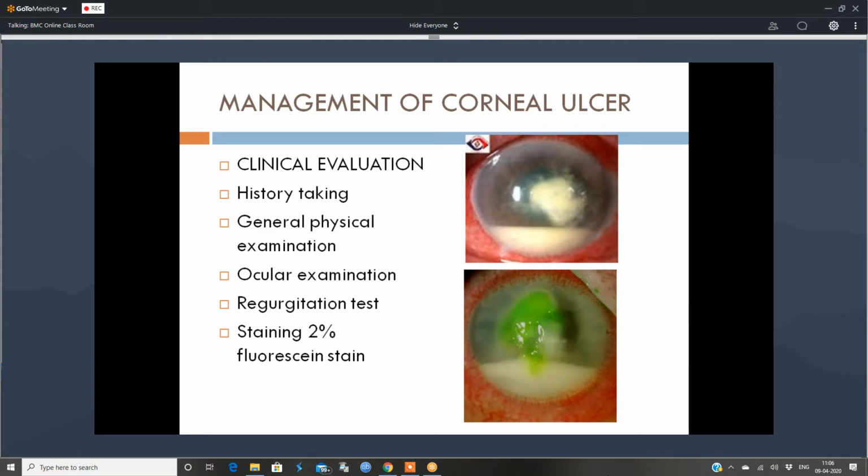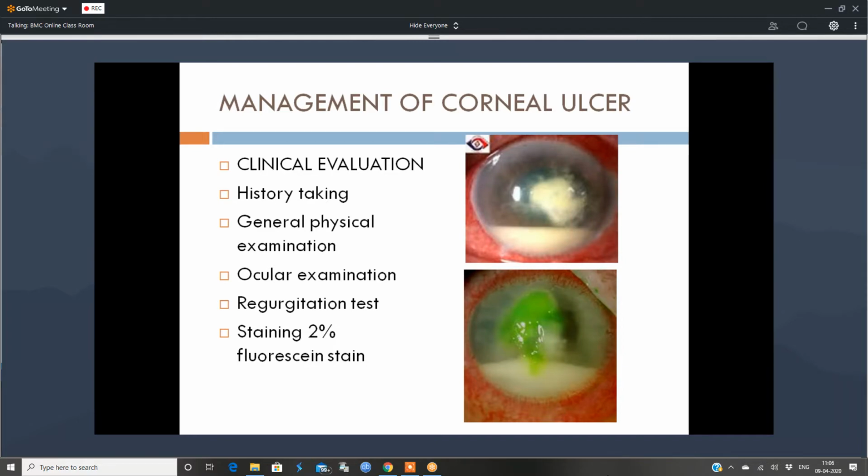But before that, there is one important clinical finding which we have to assess, that we can do by doing the regurgitation test. Regurgitation test is pressing on the lacrimal sac area and looking for anything coming out from the punctum, upper or the lower punctum. This is to assess the status of the lacrimal sac.